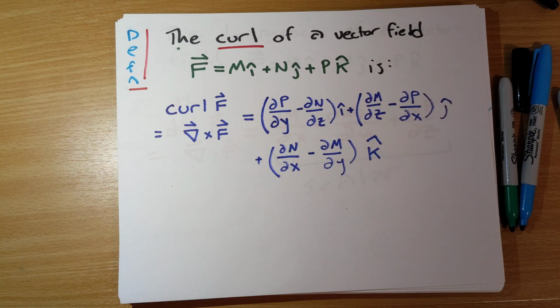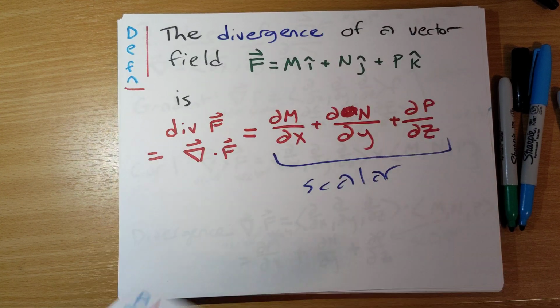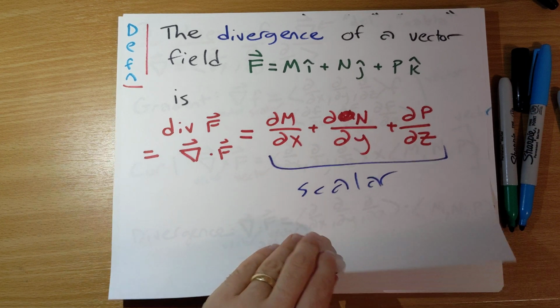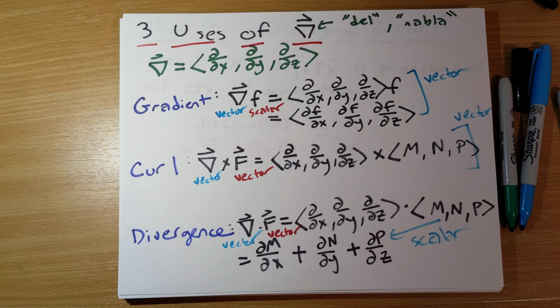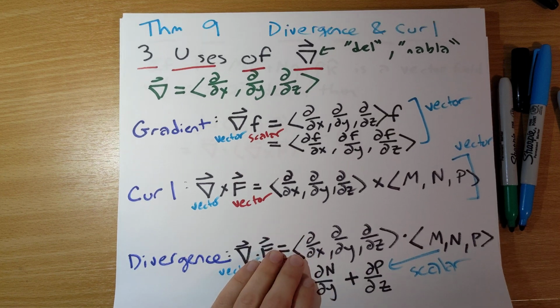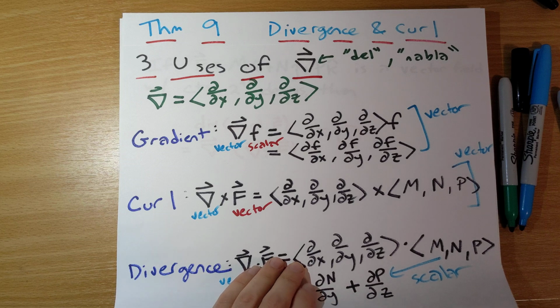In our last section, we had the definition of the curl right here. In this section, we had divergence right here. And we said that these are 2 of the 3 uses of the del operator. Well, I want to connect together divergence and curl.